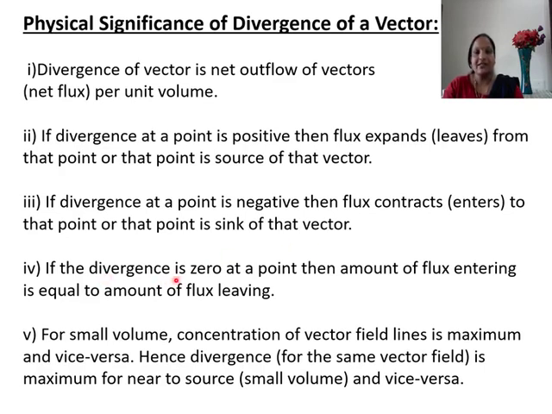If the divergence is 0 at a point, then the amount of flux entering is equal to the amount of flux leaving. For small volume, concentration of vector field lines is maximum and vice versa. Hence, divergence is maximum near the source and vice versa.